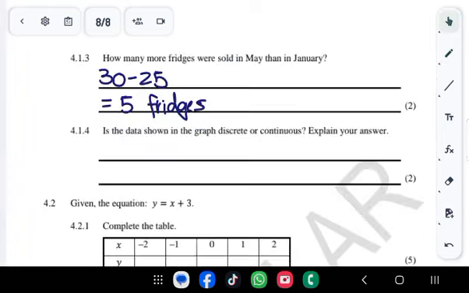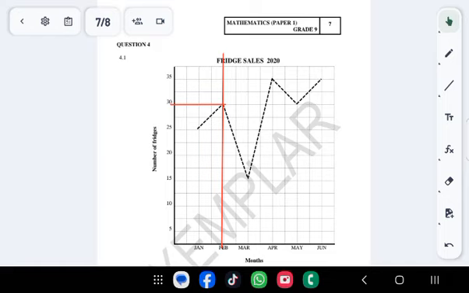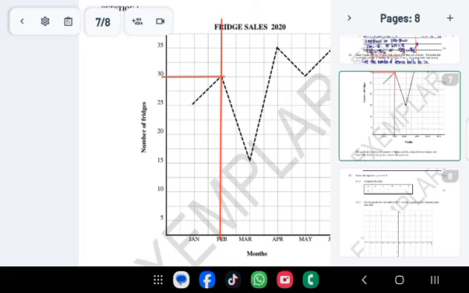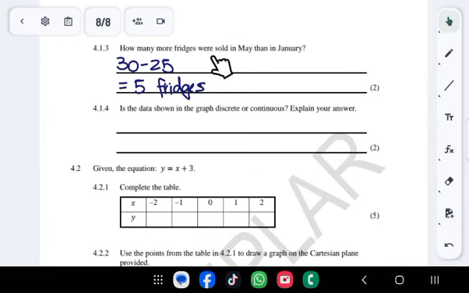Right, May sold the most fridges. Which one sold the most fridges? May sold more fridges, 30, so 5 more. And the question is, how many more fridges were sold in May than in January? It's 5 fridges.